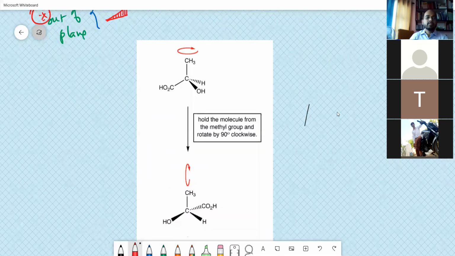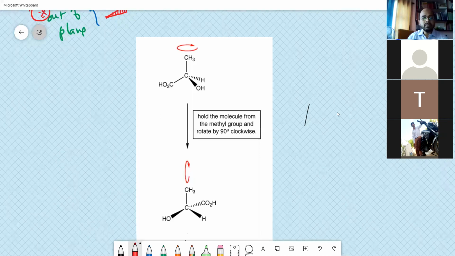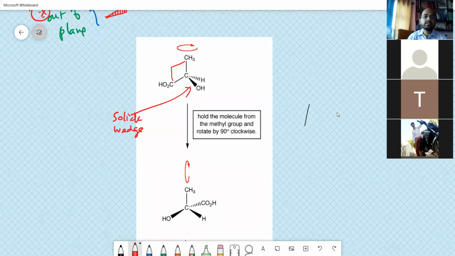So here you can see, this is the plane we have taken, and this is the wedge, solid wedge, and this is the dashed wedge.